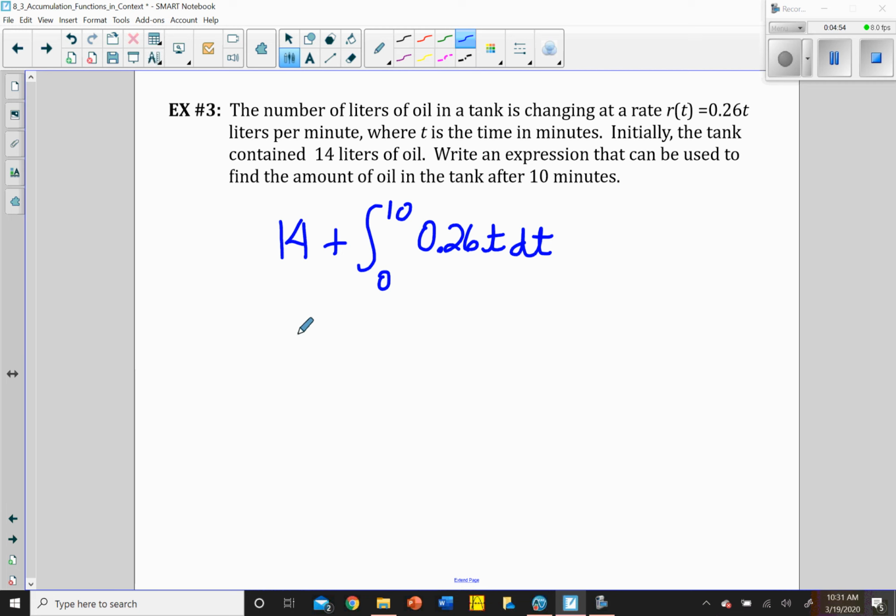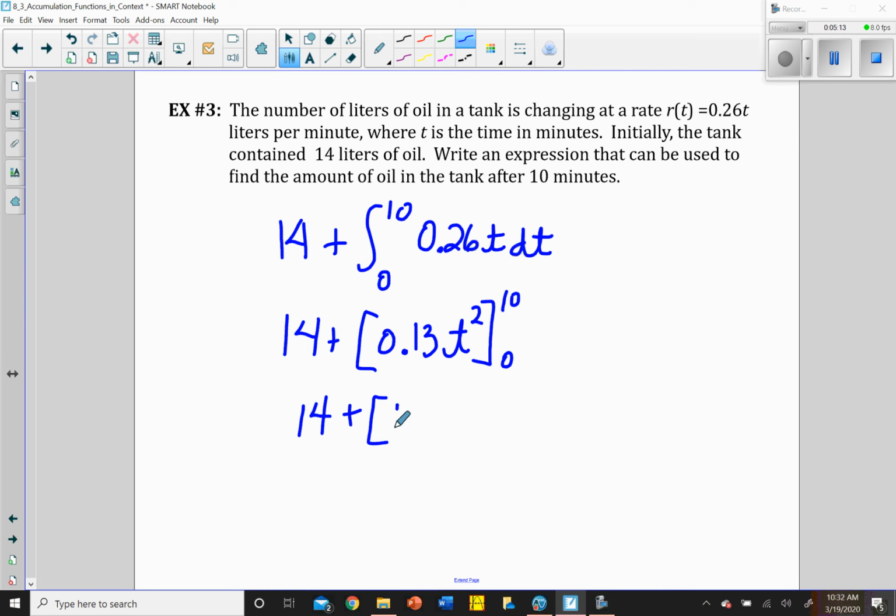And there's our expression. If we wanted to actually calculate it, we would end up with 14 plus 1/300 t squared from 0 to 10, and that would be 14 and 1/3 minus 0, so that would be 27 liters in all if you wanted to calculate it. But this is all they were asking for in the example.